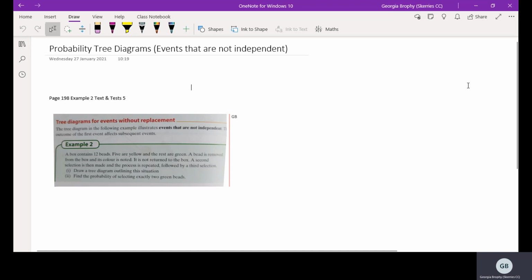This time we're looking at events that are not independent. You should have your book out beside you now and be reading that example. The graphic there isn't great. So a box contains 12 beads. 5 are yellow and the rest are green. Let's just take a little note there first of all.